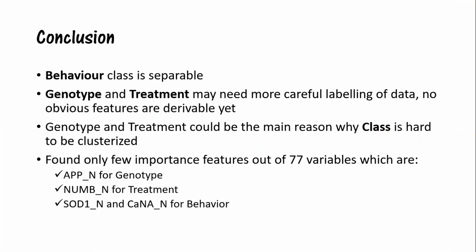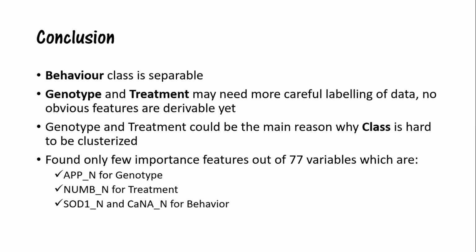To conclude, by using Qmod PCA, we found out that only behavior class is separable out of the 3 classes. Genotype and treatment may need more careful labeling of data because no obvious features are derivable yet. We conclude that genotype and treatment could be the main reason why class is hard to clusterize.